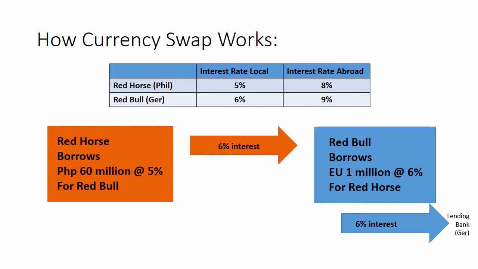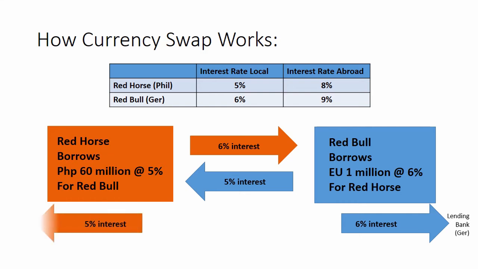On the other hand, Red Bull, instead of paying 9% to Philippine banks, is now only paying 5%. Red Bull pays the 5% interest to Red Horse, and Red Horse pays this 5% interest to their Philippine lending bank. So this way, both companies can acquire loans in their target foreign market and avail of lower interest payments than if they directly borrowed foreign currency from offshore banks.